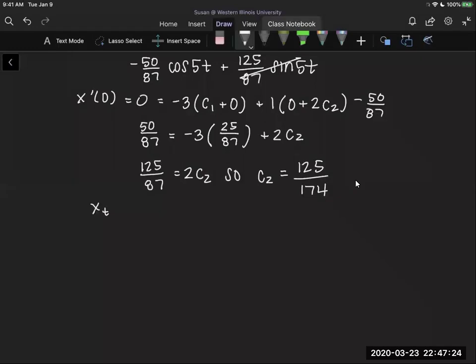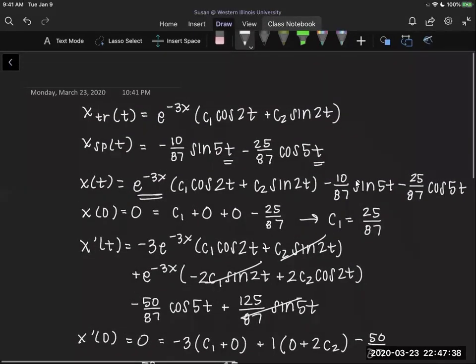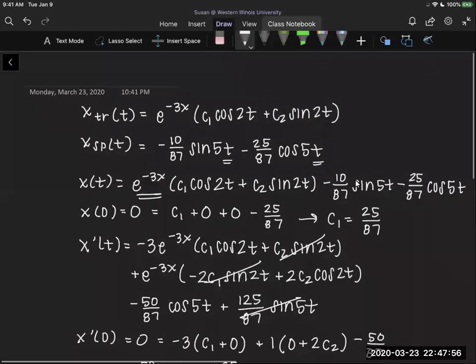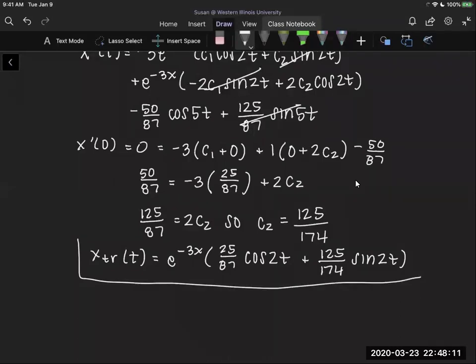All right, so this is enough. We can now state our transient solution. We had C1 up above here as 25 over 87, and that was the coefficient of, whoops, I forgot my exponential. Let's put that first. So that's e to the negative 3t, and then our C1 is 25 over 87, and we had cosine of 2t, and then plus 125 over 174 sine of 2t. All right, so here is our solution for the transient function.